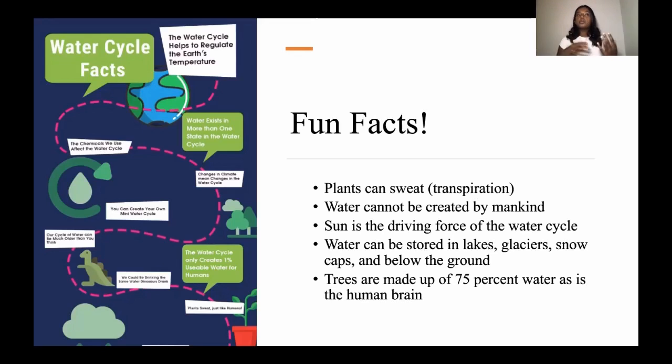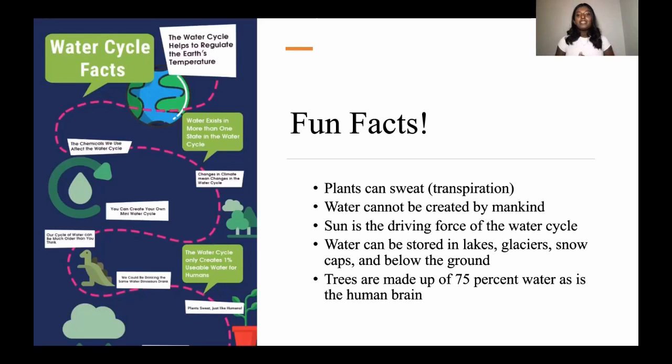And then the next one is that the sun is actually the driving force of the water cycle. So if you think about it, the water cycle, how the water moves up, evaporates, comes down, everything is on the sun because the sun is the source of heat, right? So without heat, how is the water essentially going to evaporate? It's not. Exactly.